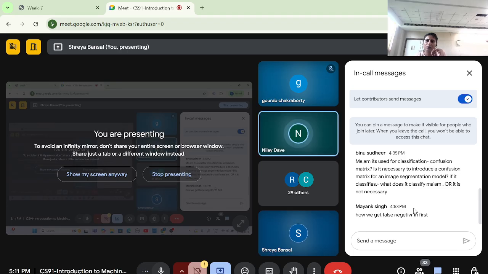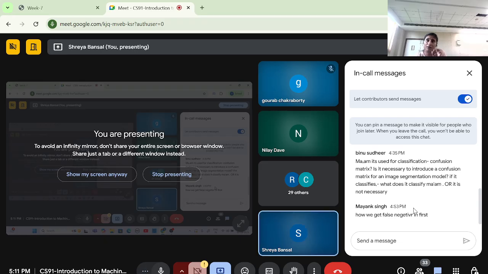Okay, Ma'am, which model does ChatGPT follow? ChatGPT follows the GPT model, generative pre-trained transformer, which uses a transformer mechanism. Basically, it is deep learning based, neural network based.